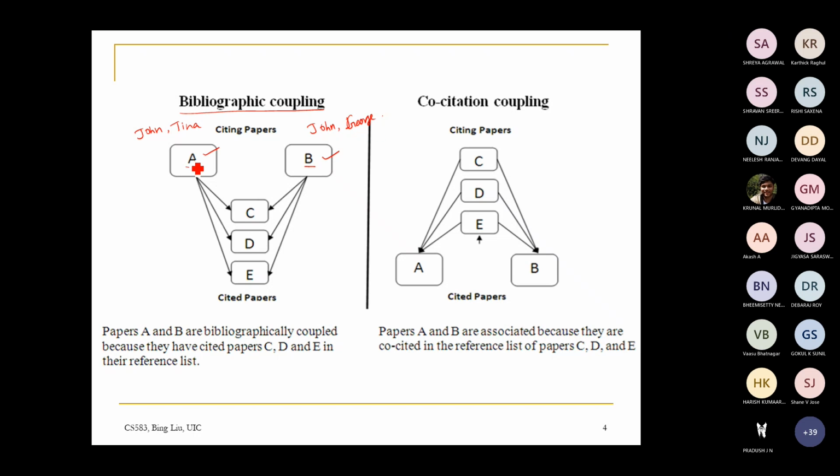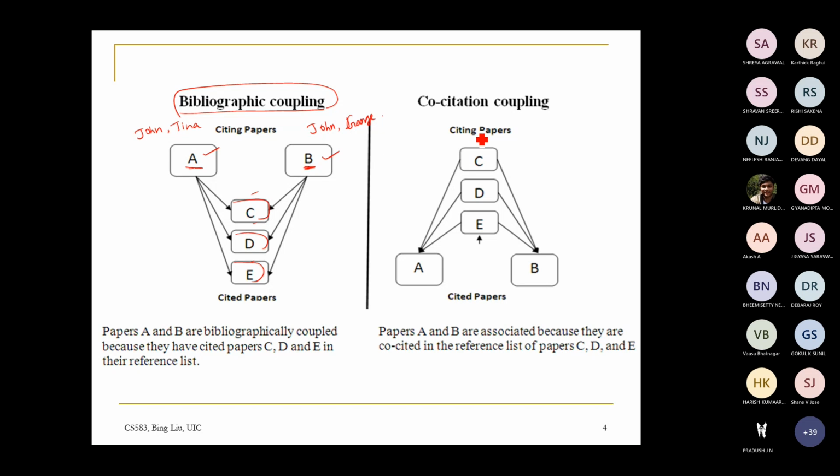So I can say that paper A, whose authors, and paper B, whose authors, are bibliographically coupled because they have cited similar papers C, D, and E in their reference lists. These papers are cited by both these papers' authors. That is called bibliographic coupling.